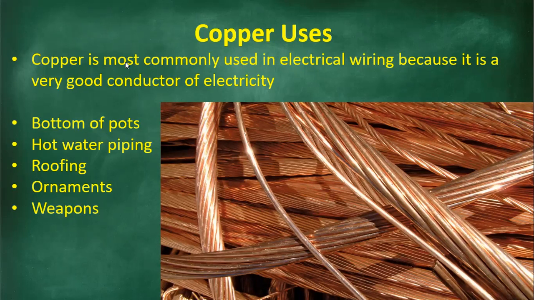Okay, let's see here. So it is also used in hot water piping, okay? For example, when plumbing is done for the hot water, they tend to prefer copper because of its good conductivity of heat. Okay. And you have also some ornaments which are made from copper, especially copper that is mixed with other metals. And also we have weapons that are made from copper. Okay.